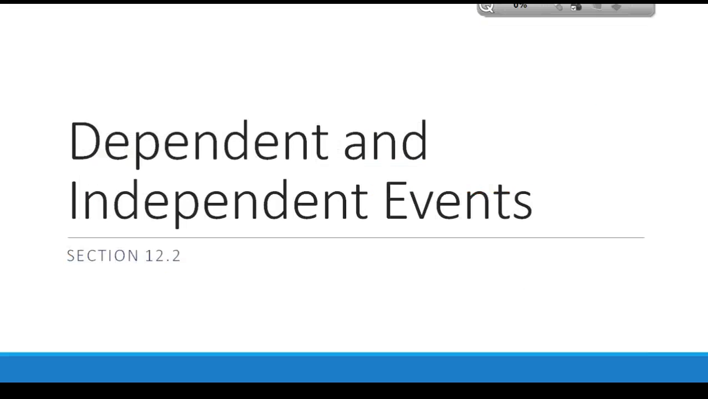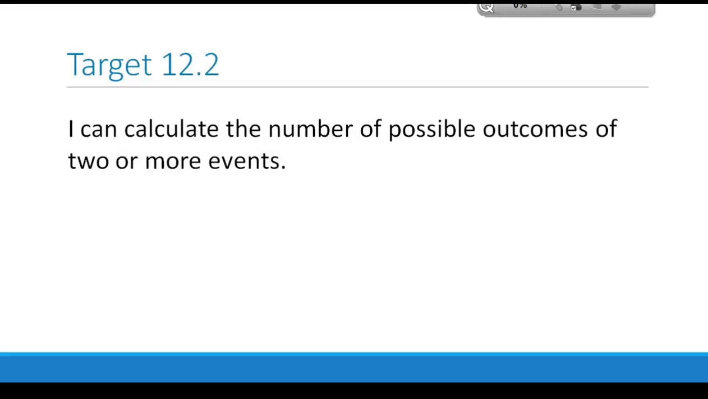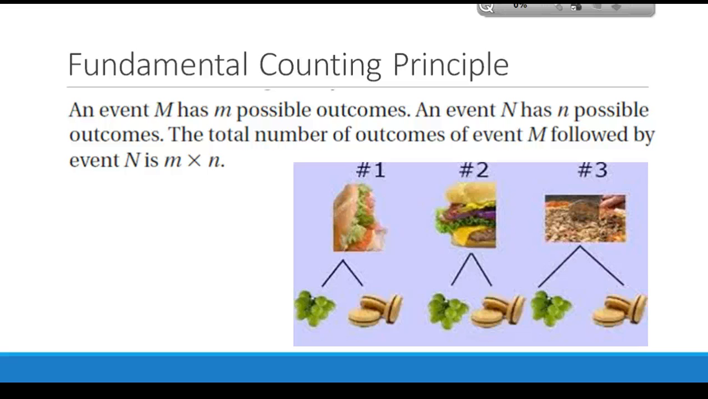Okay, next. So now we're going to talk about what dependent and independent events are. And our learning target 12.2 is I can calculate the number of possible outcomes of 2 or more events. And then I guess we should add that we could find their probabilities also. So first of all, we have what is called the fundamental counting principle. And we did discuss this some last class.